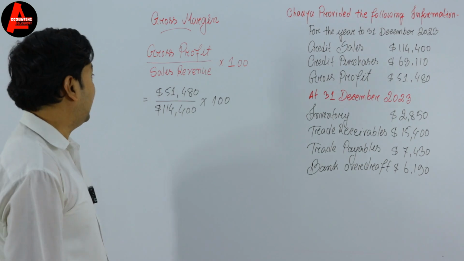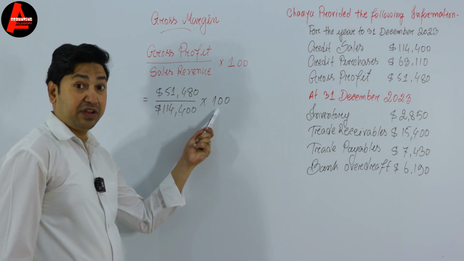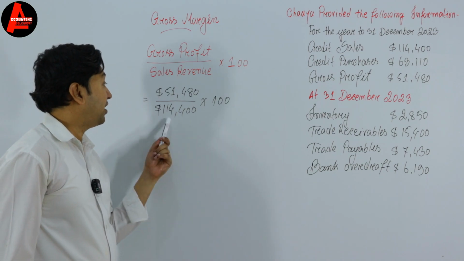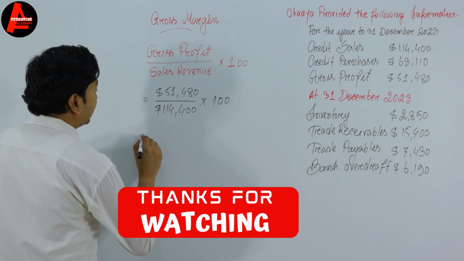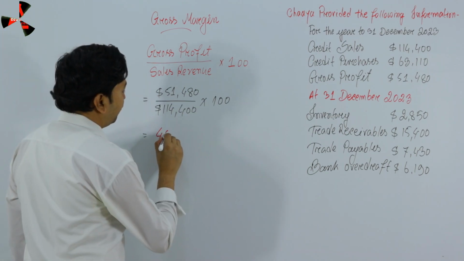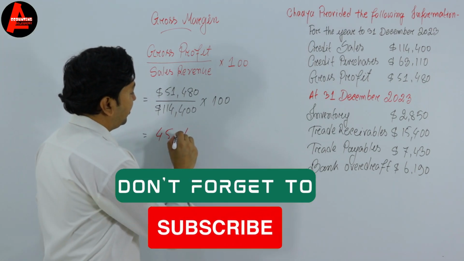Now we will multiply by 100. Simple calculation. We multiply 51,480 by 100, then divide the answer by $114,400. So what do we get here? 45. So here the gross margin is 45%.